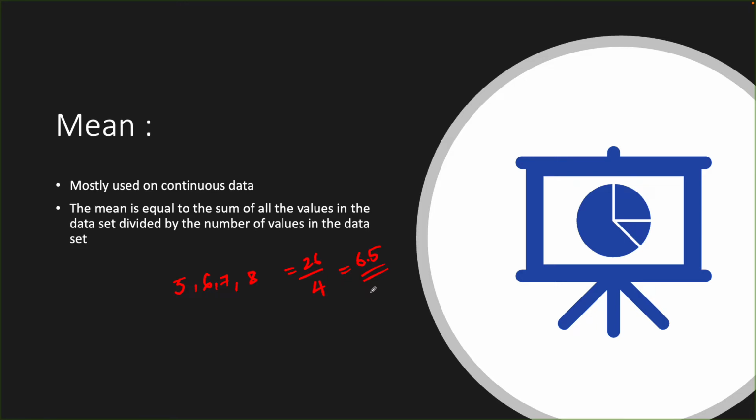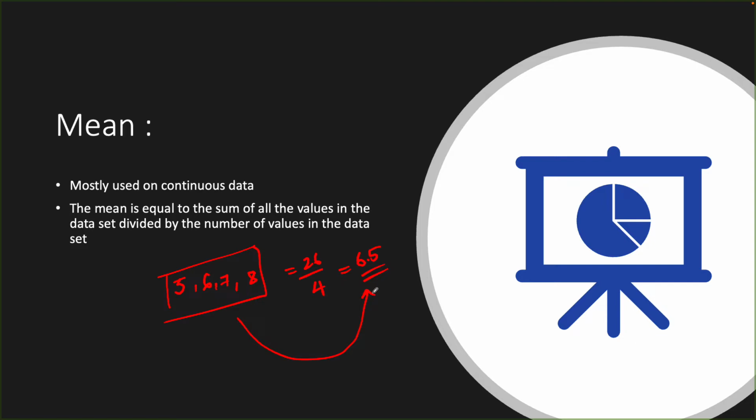So overall, instead of representing 4 data points, I can now say that the average of the given data points is 6.5. That is how we will use the mean to describe my data set, and we generally use it on continuous data.